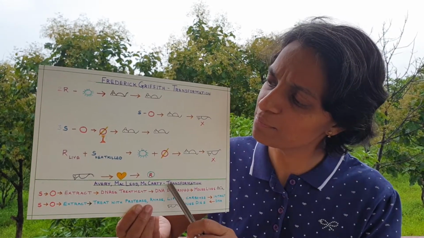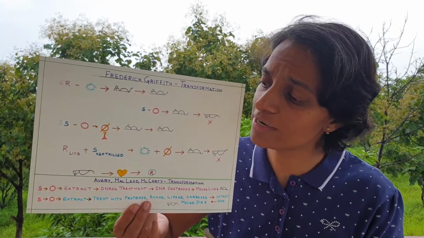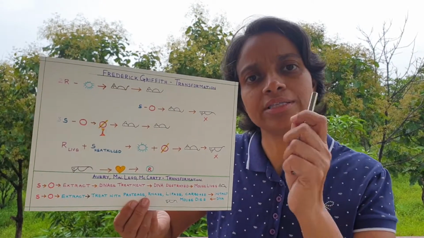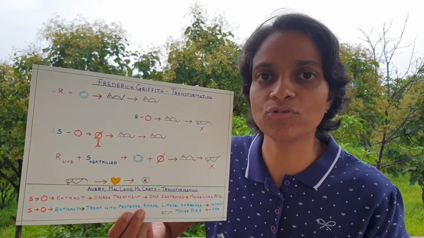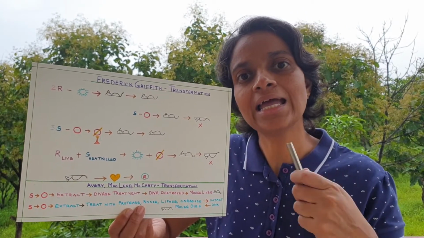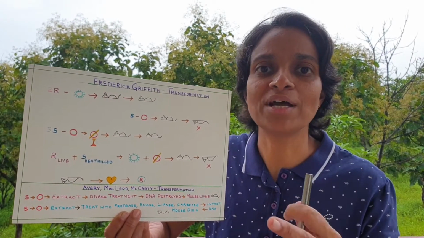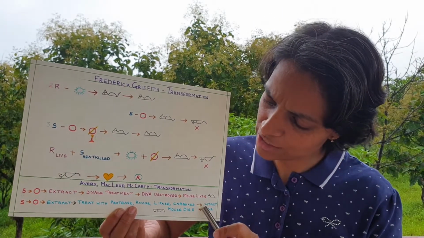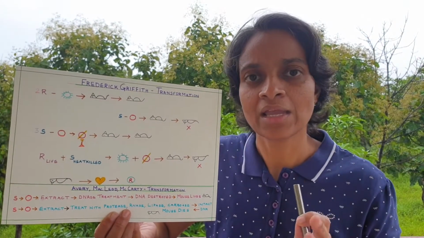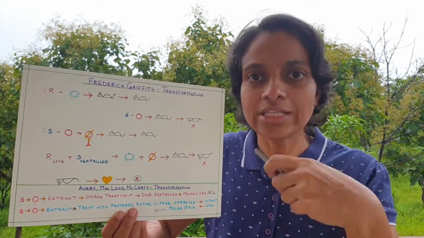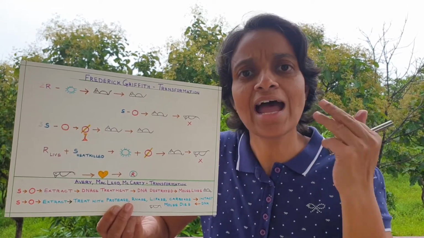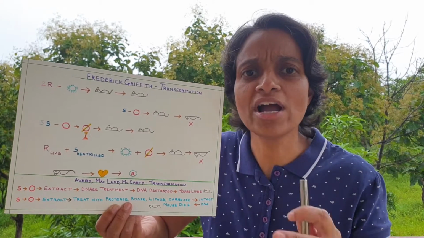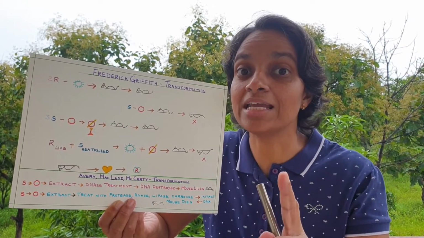Now, Avery, MacLeod, and McCarty carried this experiment forward, and they took this extract of the smooth strain of pneumococci, and they digested the DNA by using a DNase. And when they injected it into a mouse, the mouse lived. Now what they did, they took the extract again, they digested the RNA, the protein, the fats, the polysaccharides, the carbohydrates, everything else except the DNA.